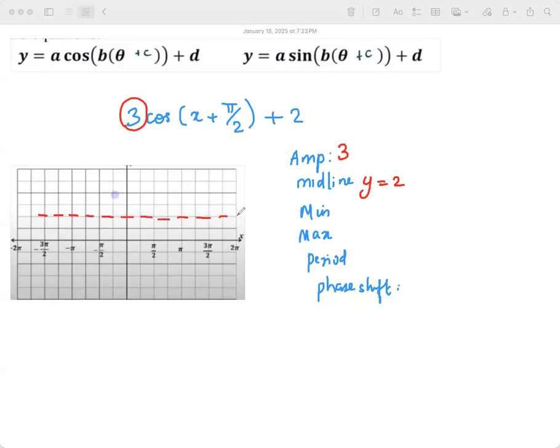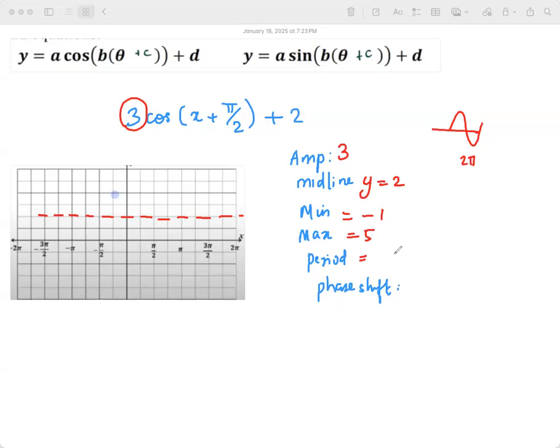next one, minimum is what? See, midline is 2. Amplitude is 3. So plus 3 and minus 3, right? So minimum is minus what? 1. Yeah, 1, and max is 5. Period is usually for a parent graph 2 pi, right? Yeah, so this one, 2 pi.